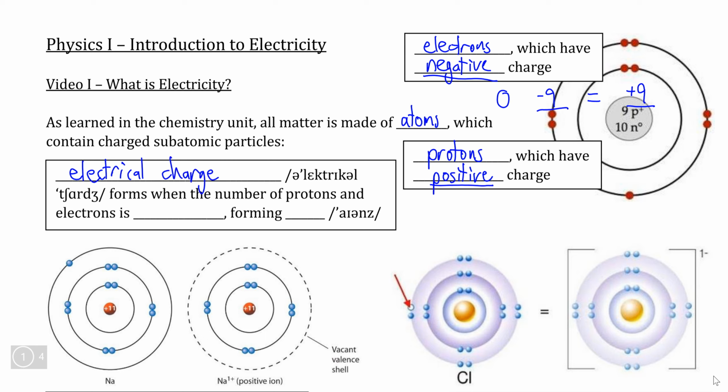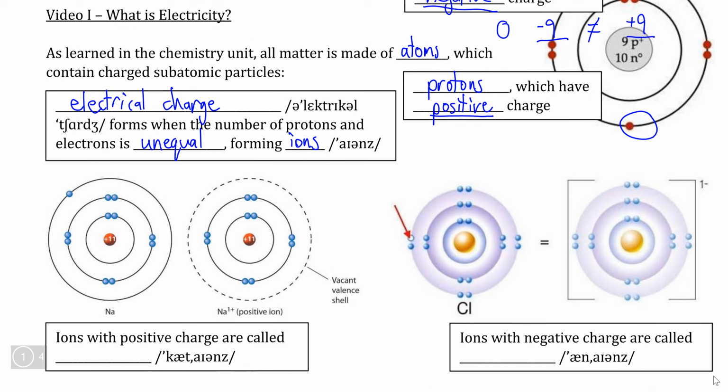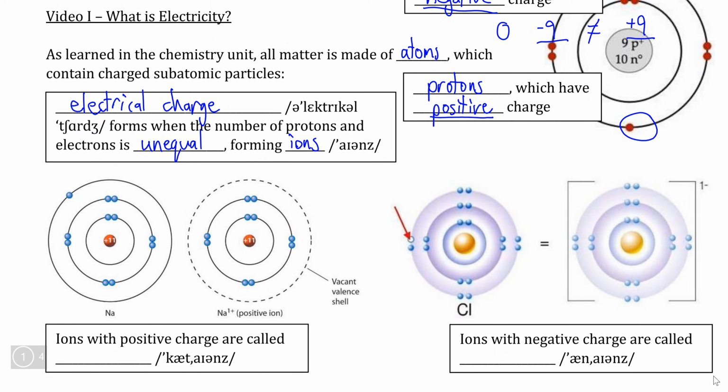Now, electrical charge occurs when the number of protons and electrons within an atom is no longer equal. So if the number of protons and electrons are unequal within an element, usually by completing the valence shell, we end up with an ion, also known as a charged atom. And we can see two different examples of ions that form with the elements sodium and chlorine.